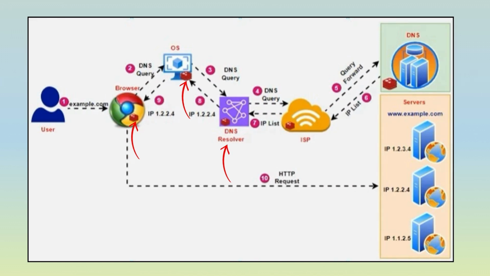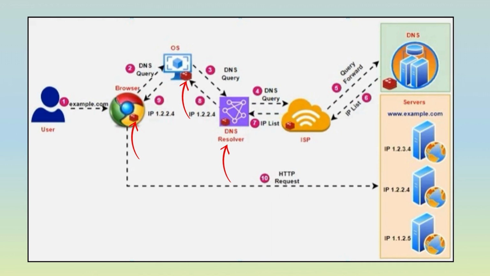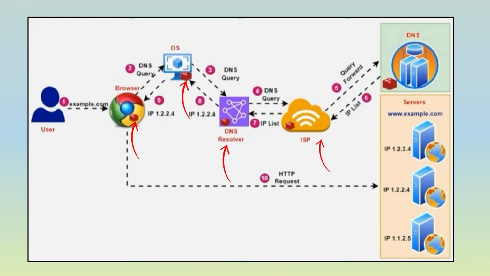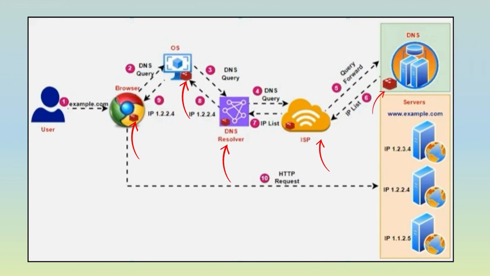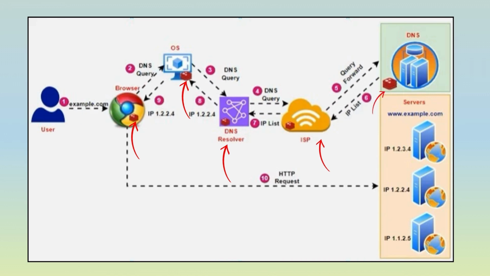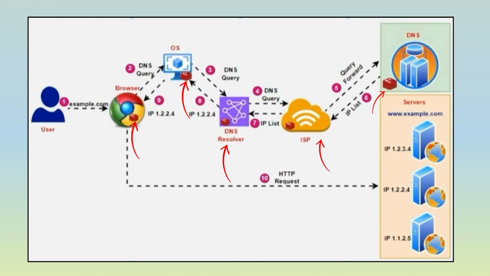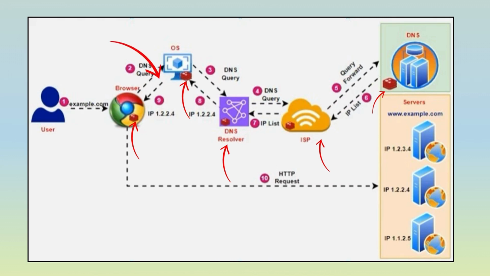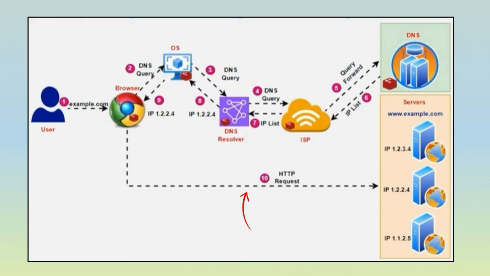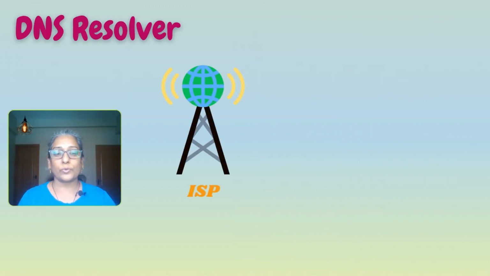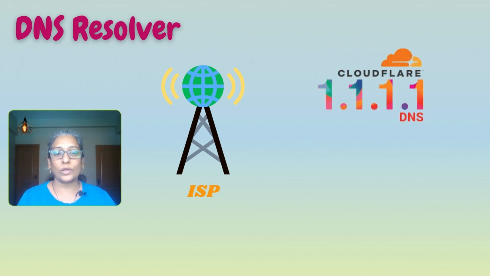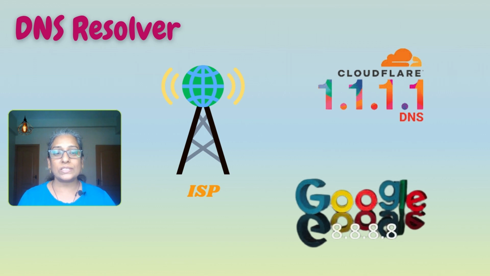If the information is not found in the resolver's cache, it queries the ISP and after that DNS infrastructure for the IP address. You can see the cache usage at various levels in the diagram. Once the IP address is located, it is returned to the browser via the operating system, allowing it to connect to the correct web server and retrieve the desired web page. A DNS resolver could be from your ISP or from DNS providers like Cloudflare's 1.1.1.1 or Google's 8.8.8.8. Let's now understand the various components of DNS.